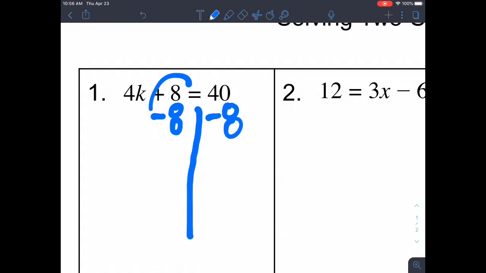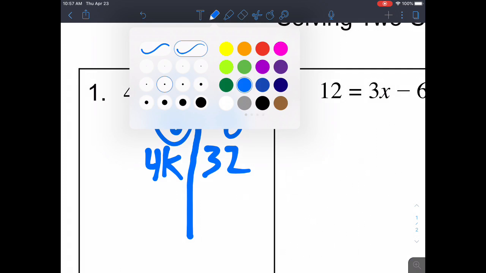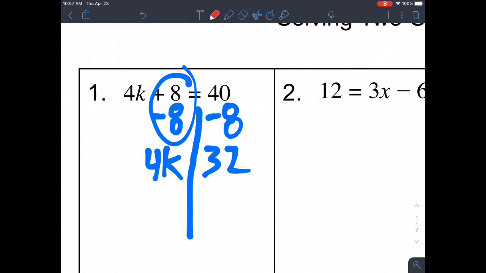So on the left side, those cancel and go away. We're just left with the 4k. That was the goal. It was to get that down to a simpler equation. And then 40 minus 8 is 32. Okay, I'm going to change colors because I'm going to do the second step here. And now I need to get k alone. Right now we know what 4 k's are, but we only want 1 k. So how do I go from 4 of something to 1 of it?